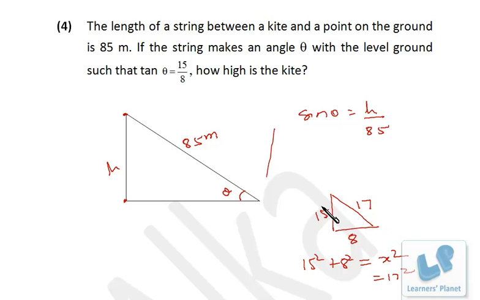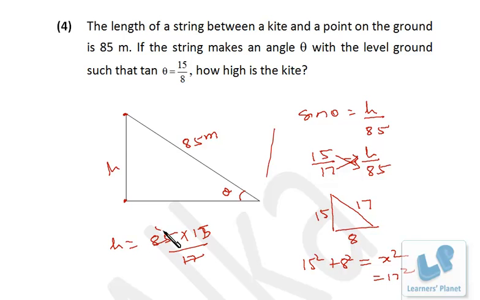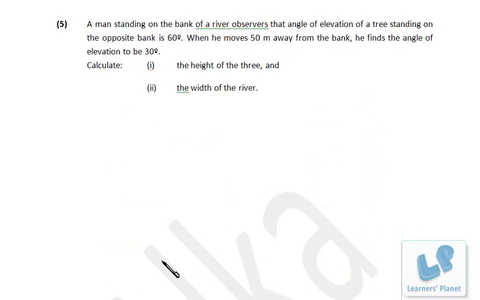So sine theta will be 15 by 17. So 15 by 17 is equal to h by 85. If we do cross multiplication, h will be 85 into 15 by 17. So h is equal to 5 into 15, that is 75 meter. Okay, pretty simple. I hope you are getting it. Now let's see this problem.